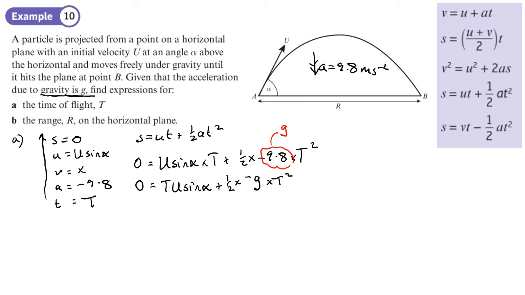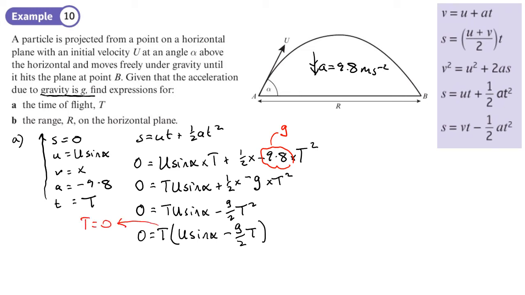Okay, so tidying that up a bit more: T U sine alpha minus g over 2 T squared. I basically want to make T the subject, so I'll start by factorizing it. So T times (U sine alpha minus g over 2 T). Now that's going to give me two values for T. T is 0, which is not the time of flight. That's just right at the start when the displacement is 0. It's the bit in the brackets that will give me the time of flight, so when that is equal to 0.